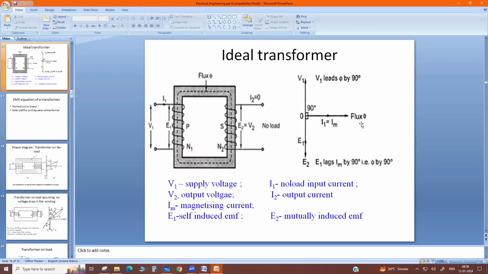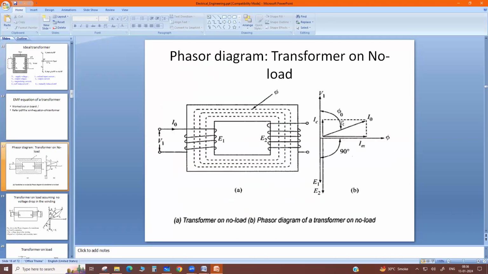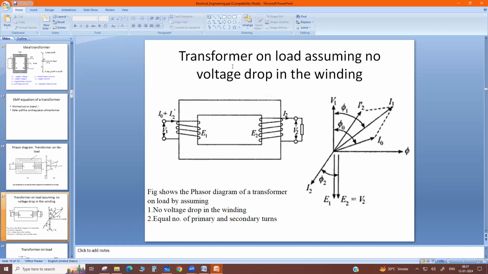Okay, now we see here, this is the diagram of the ideal transformer. This I have represented. Then this was used to calculate the current. Okay, this one is the transformer on load, assuming no voltage drop, means impedance we neglect, 0, primary and secondary. So there is no drop in the winding. Equal primary and secondary turns. Here they assume the equal turns. That's why this E1 equals to E2 also.